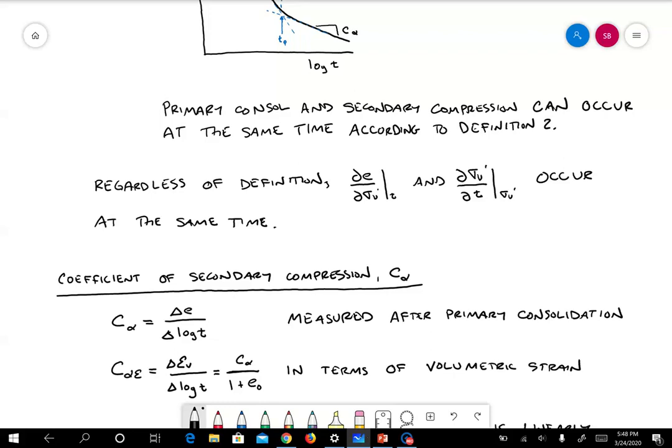All right, once again, regardless of how we define it, everybody agrees that d sigma v prime at constant time and d sigma v prime dt at constant sigma v prime both occur at the same time during primary consolidation. So it's kind of a funny semantic thing that we're dealing with here. Some people just say the combination of these two is secondary compression, whereas I say this one alone, d sigma v prime dt at sigma v prime constant, is secondary compression. Anyway, just be clear about what you mean when you talk about it.